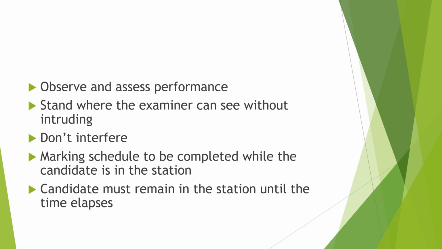And observe or assess the performance of the student. The observer or the examiner should stand or sit in a place where they are able to see the students properly, but at the same time make sure that they are not interfering with the students. Once one student has completed the task in one station, immediately after that the examiner should complete his evaluation. If she is supposed to give the marks or rating or whatever it is, she should do it immediately, before the arrival of the next student.